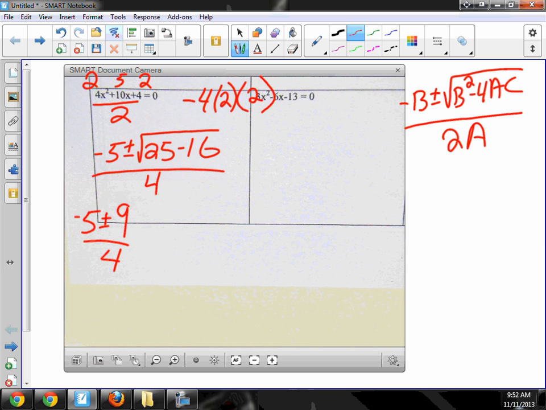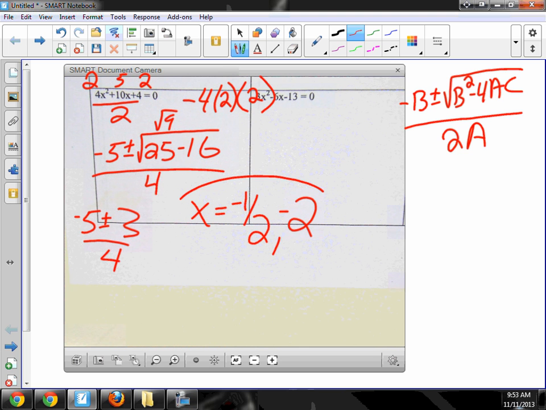Then we just look at each fraction individually. Oh, 3, you're right. Sorry. Because it's the square root of 9. So it's 3. Thank you. So what is negative 5 plus 3? Negative 2 over 4. So x equals negative 1/2. Negative 5 minus 3, negative 8 over 4 is negative 2.